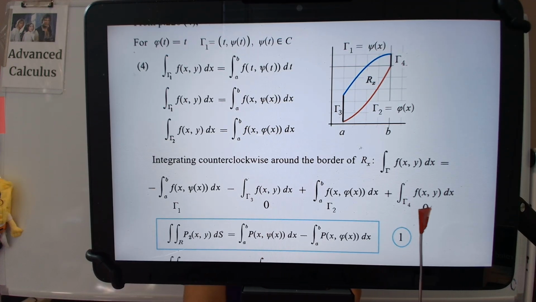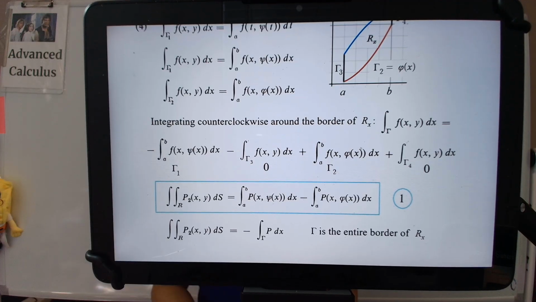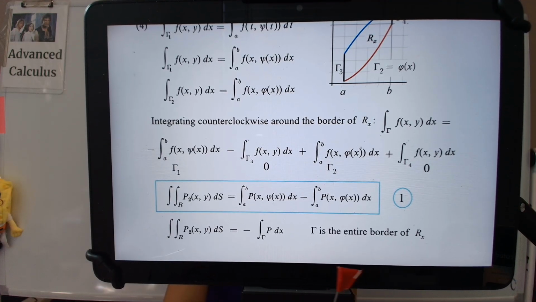And similar to gamma 4, there is no dy because we're going straight up. And as a result, we only have the gamma 1 and gamma 2 answers left. So as a result, this is the answer, okay?